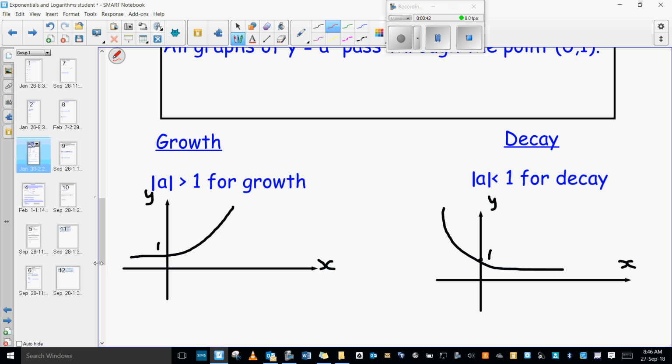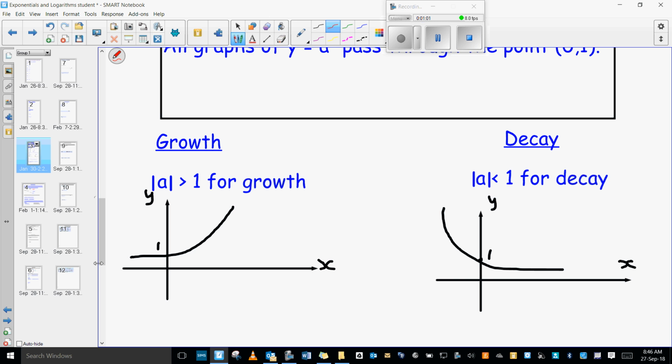A growth one would be where the value of a is bigger than 1. So remember, this sign here means absolute or modulus, so the size of it is greater than 1. And this is where the size is less than 1, so in other words, if it was a fraction. Okay, so if your base was a fraction, it would be a decay one.